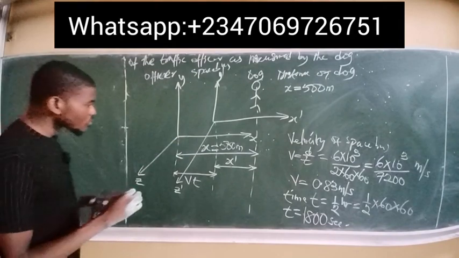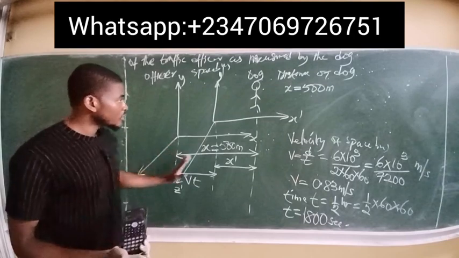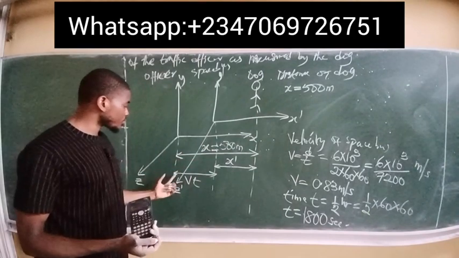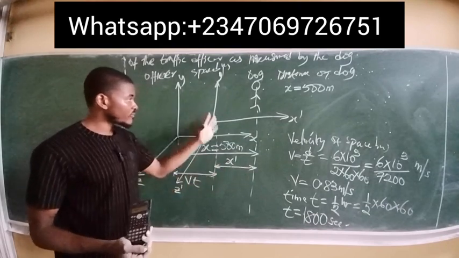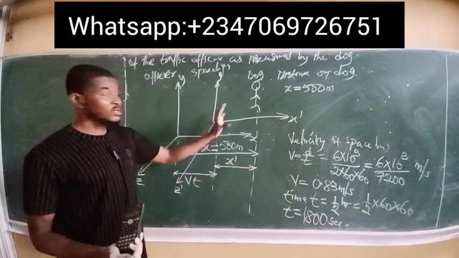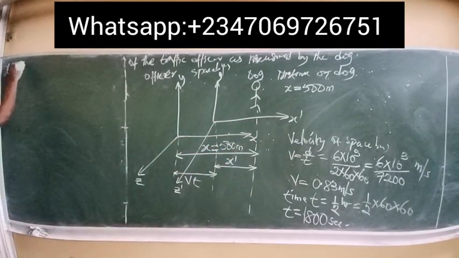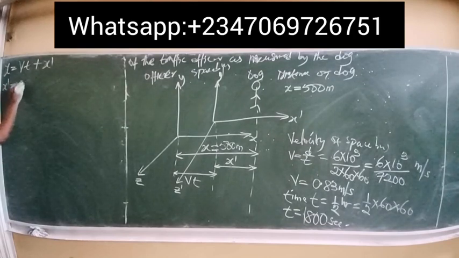Having known this, recall we said the total distance from the origin of the officer to the security dog is simply x, and it's the sum of the product of the velocity v and t, plus this distance x prime, which is the distance between the space bus and the dog. So x is equal to vt plus x prime. We can now make x prime, the coordinate of the dog, the subject, and that's simply x minus vt, by sending vt over.